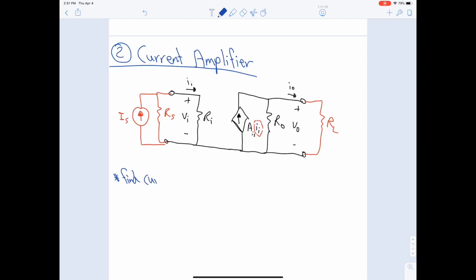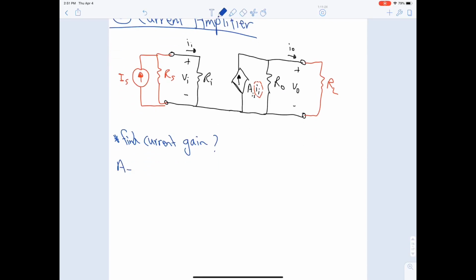Current gain. What is the current gain? Current gain is AI, which is equal to IO divided by I input, right? Okay, and I said before that we need to start with the numerator, I output. Now try to give me an equation that relates I output with I input. What should I do?